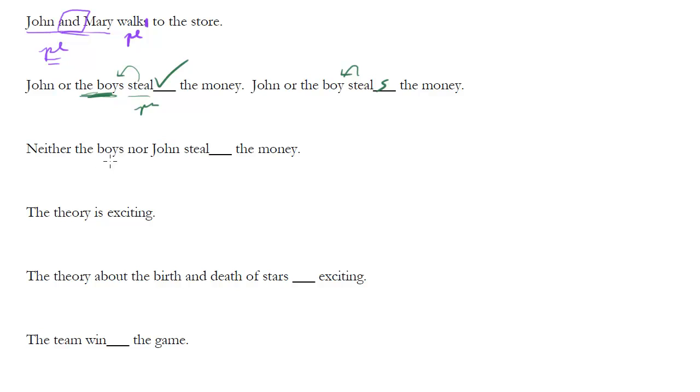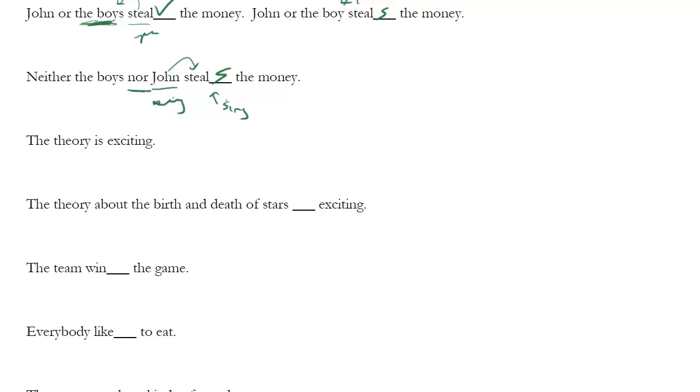How about this one? Neither the boys nor John steal the money. Same idea. Even though it's nor, it just acts just like or. John is going to make this steals because this is singular. It's the one right before the verb, so we're going to use the singular form of the verb.